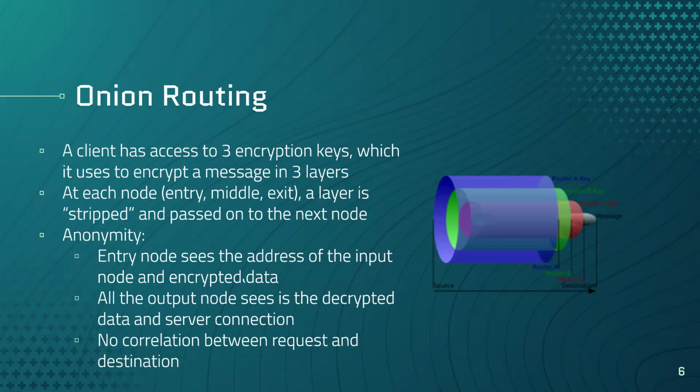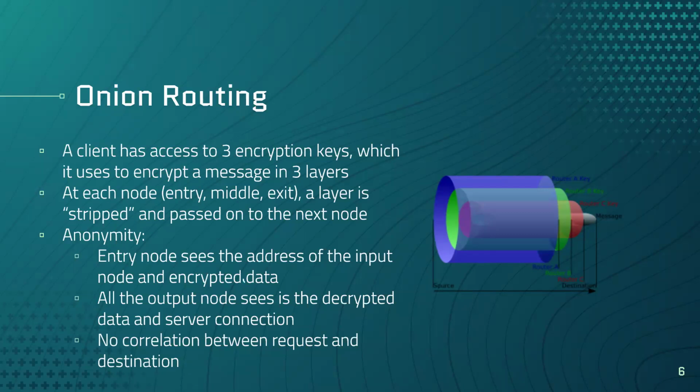At each node that you go across, there are 3 in a typical Tor circuit, each node will strip a layer of encryption off. So at your entry node, it'll receive the 3-layered encryption. It'll strip one layer off, pass it to the middle node. The middle node will then strip another layer off. And then finally at the exit node, it'll strip the final layer off.